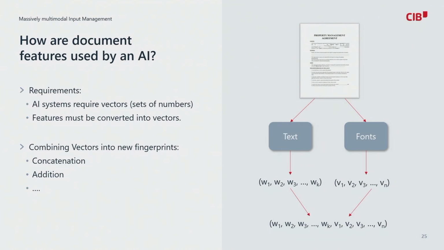And so you have your feature. And if you have multiple of these features, there are ways of combining them. There are several different ones, but the most simple way is just concatenating the two vectors together, and you get a bigger vector. It's a vector. And here I've used two examples, text and fonts.